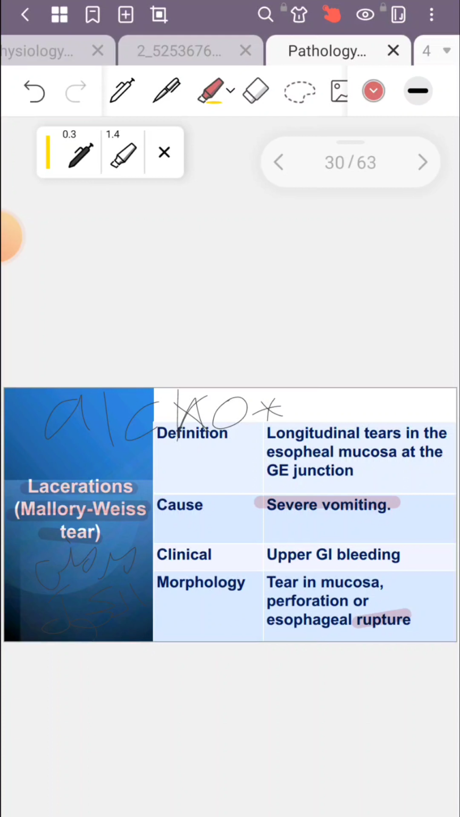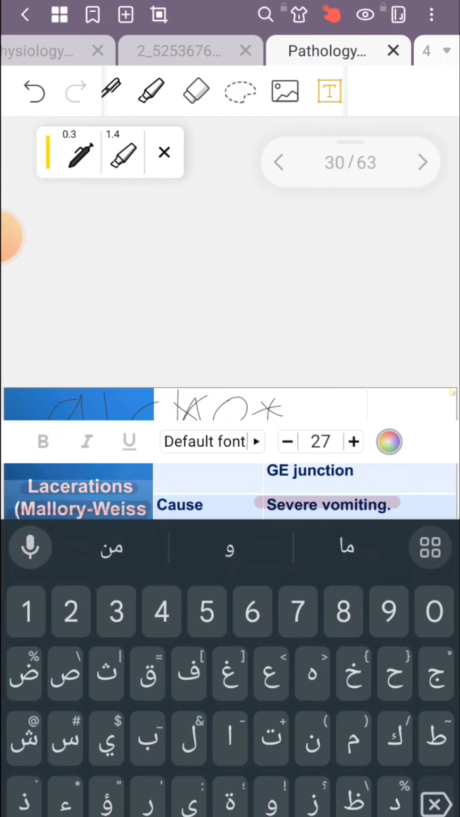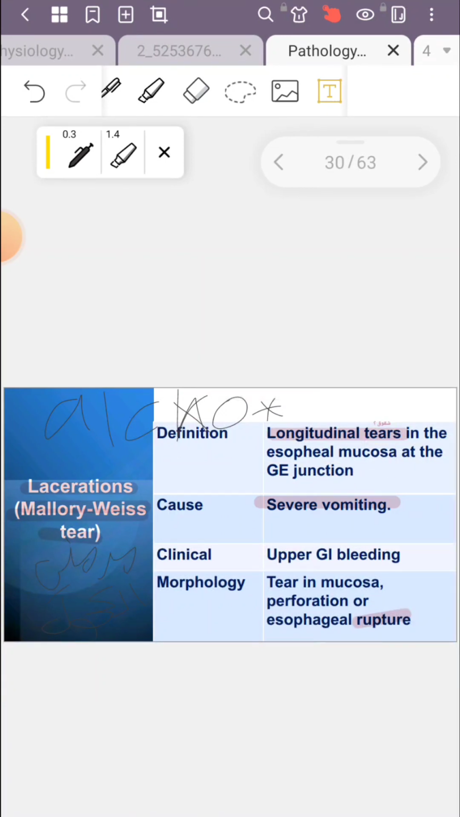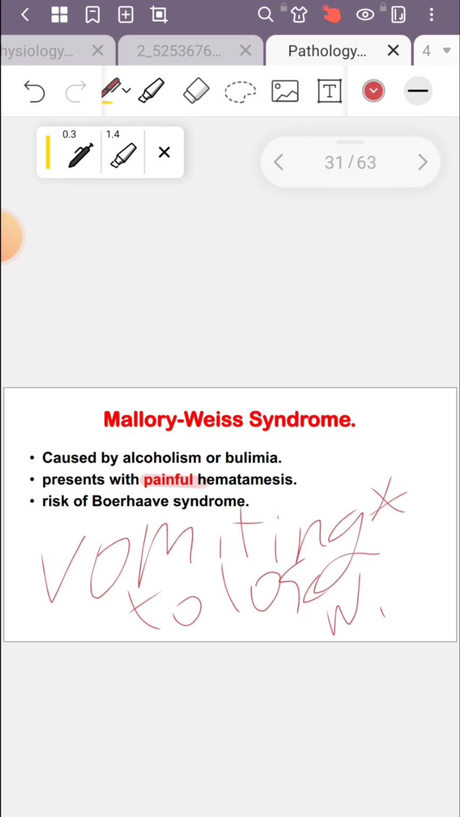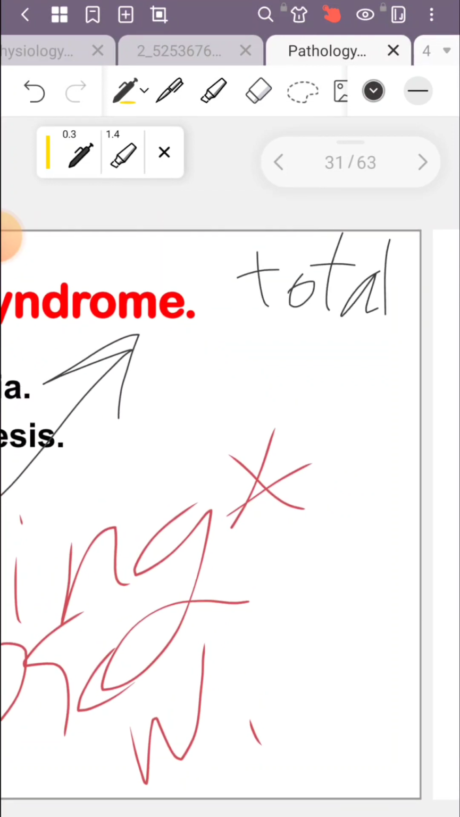Then, it is a longitudinal tear along the esophageal mucosa with severe vomiting. Mallory-Weiss syndrome caused by alcohol or bulimia, with painful hematemesis. What, guys? The hematemesis here is painful, not painless. Where is it painless? In varices, esophageal varices. Risk of Boerhaave's syndrome. This is Boerhaave's syndrome, a total or complete rupture of the esophageal wall, with extension of esophageal content, food and material into the mediastinum.